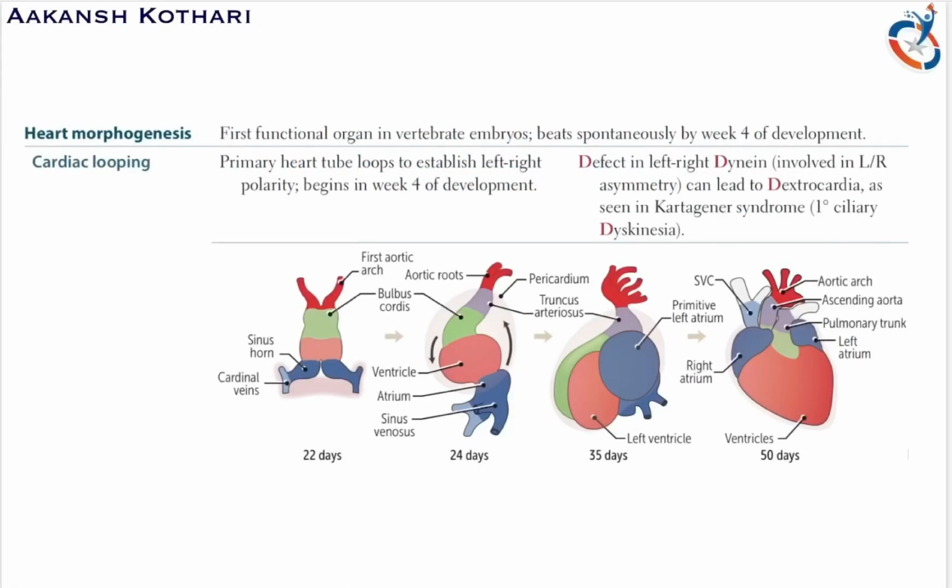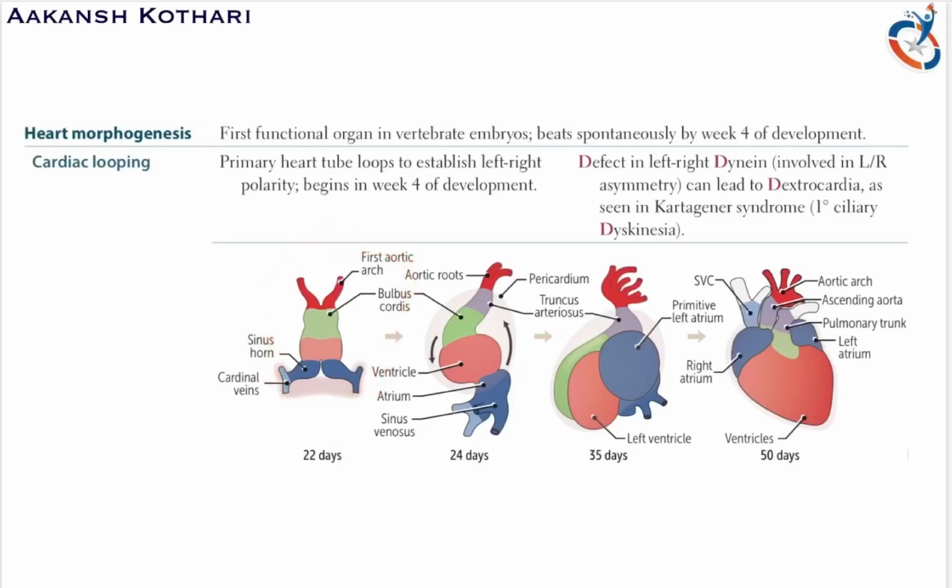In this we're going to discuss the heart morphogenesis. Okay? The heart is the first functional organ in the vertebrate embryos that beats spontaneously at week 4. This is very important. Week 4 of development. Okay? Let's talk about cardiac looping.